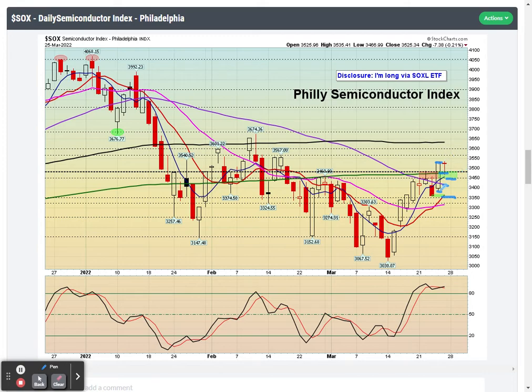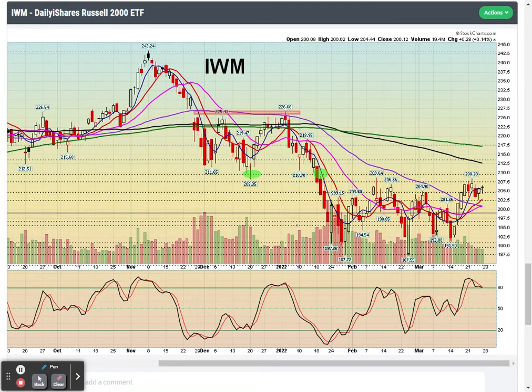So far, so good. For the Russell 2000, a neutral to bullish day. It closed kind of flattish, up 0.28%. This one is consolidating. It is still above all these moving averages. This would be a nice trading range. If it gets above 208, it could continue higher.